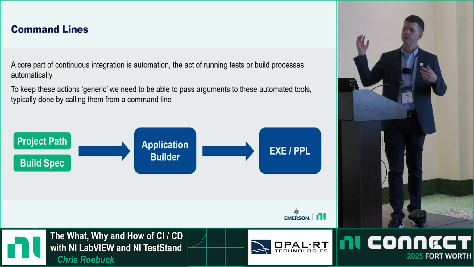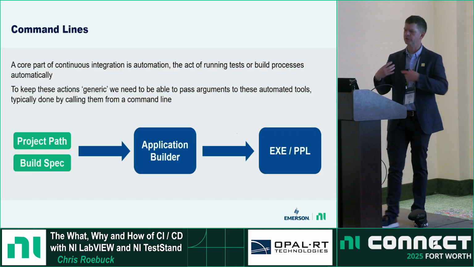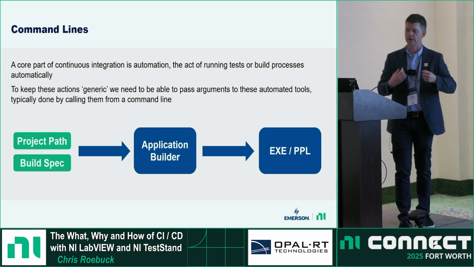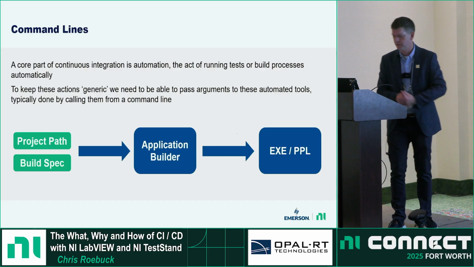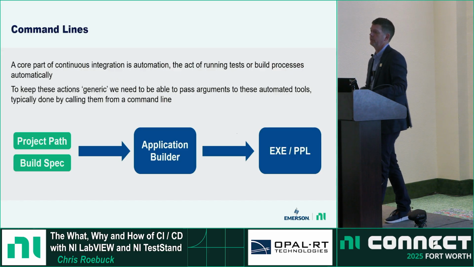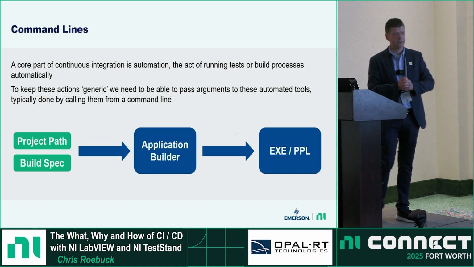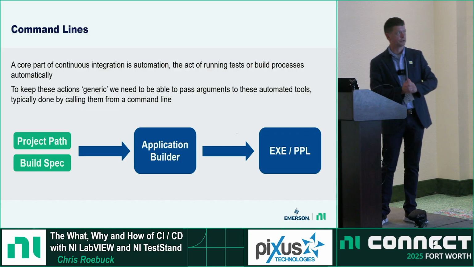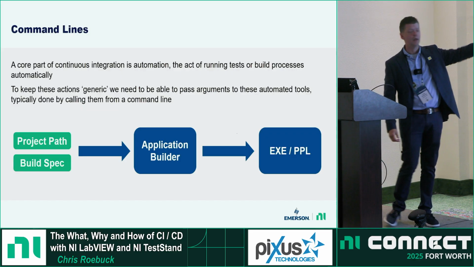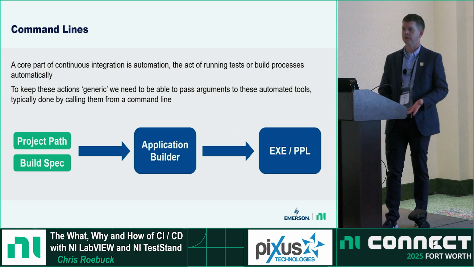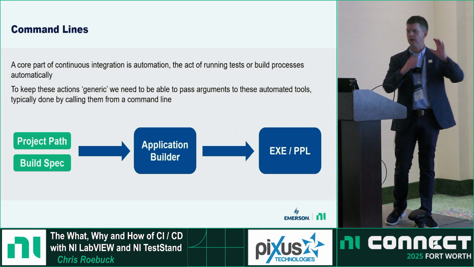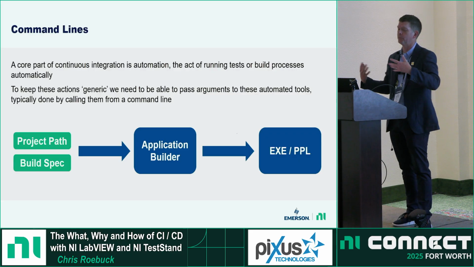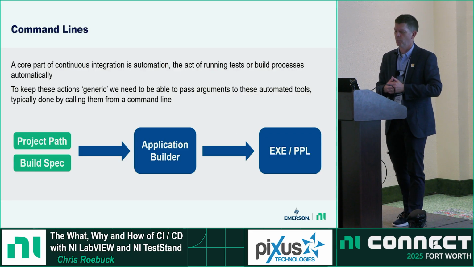We want to be able to pass parameters into those functions, those activities, so that they behave the way we want. They test the things that we want to test. They build the things we want to build. So an example there. Application builder, we can call from a command line interface if we want the output to be an executable or a PPL or a source distribution. It has a couple of inputs into it, such as the project path and the build specification. So we can give those inputs to application builder and it will build us an executable or a PPL or whatever our build specification determines we want to build.